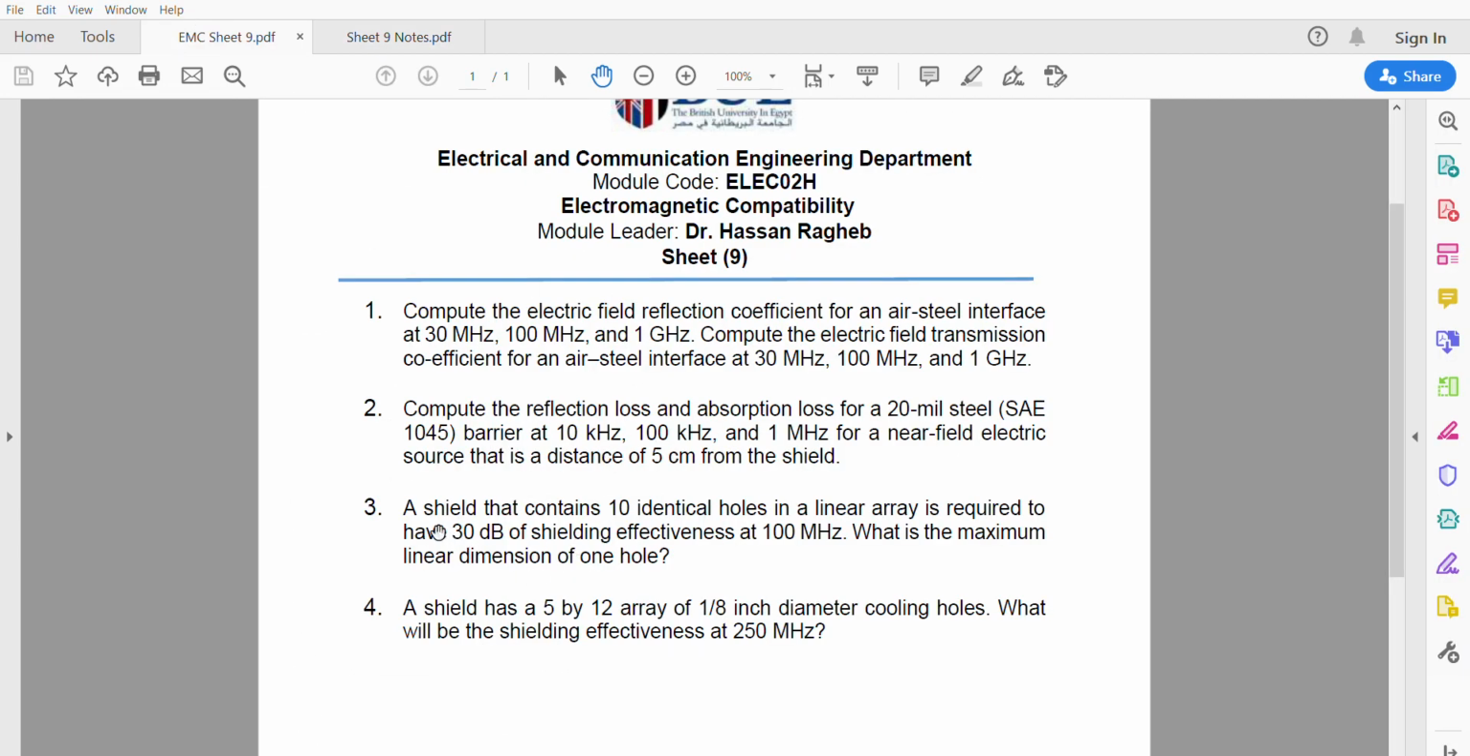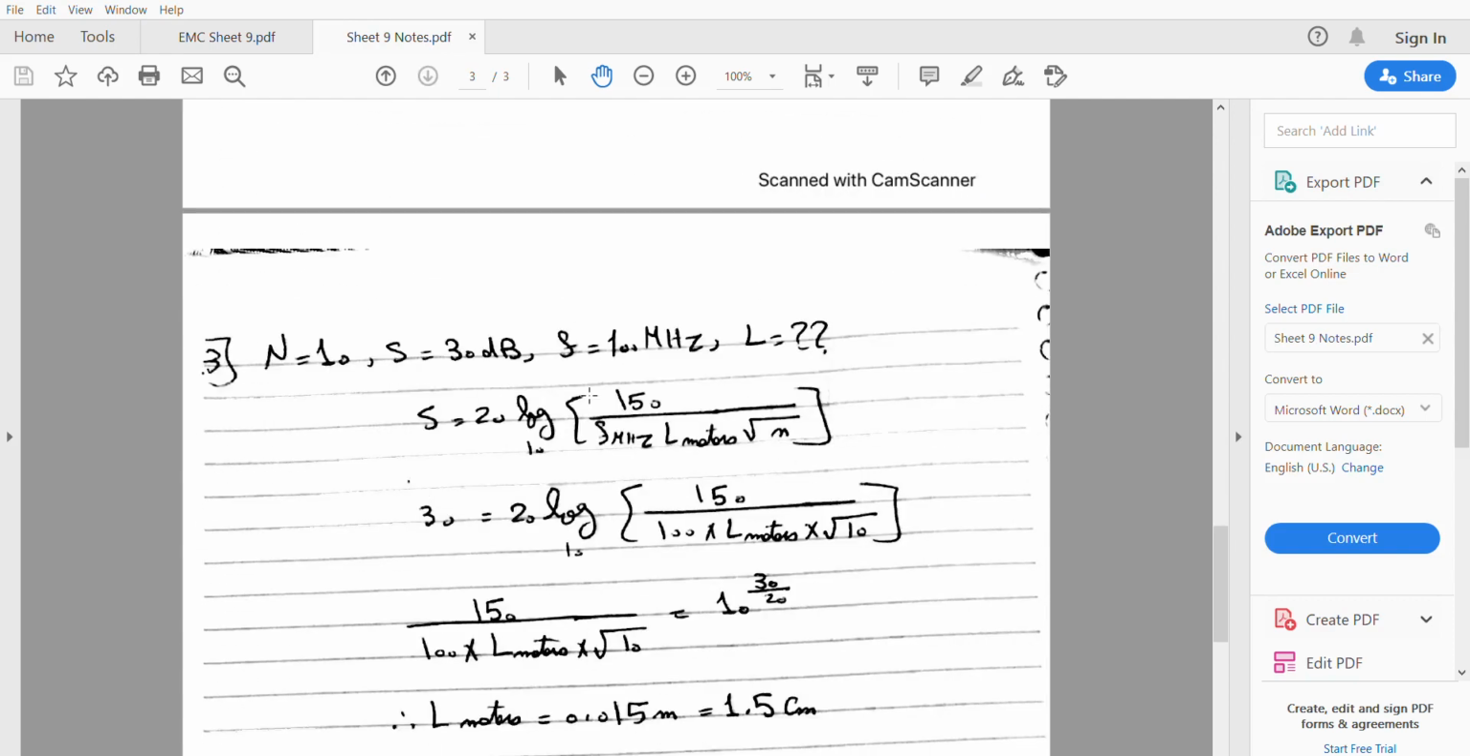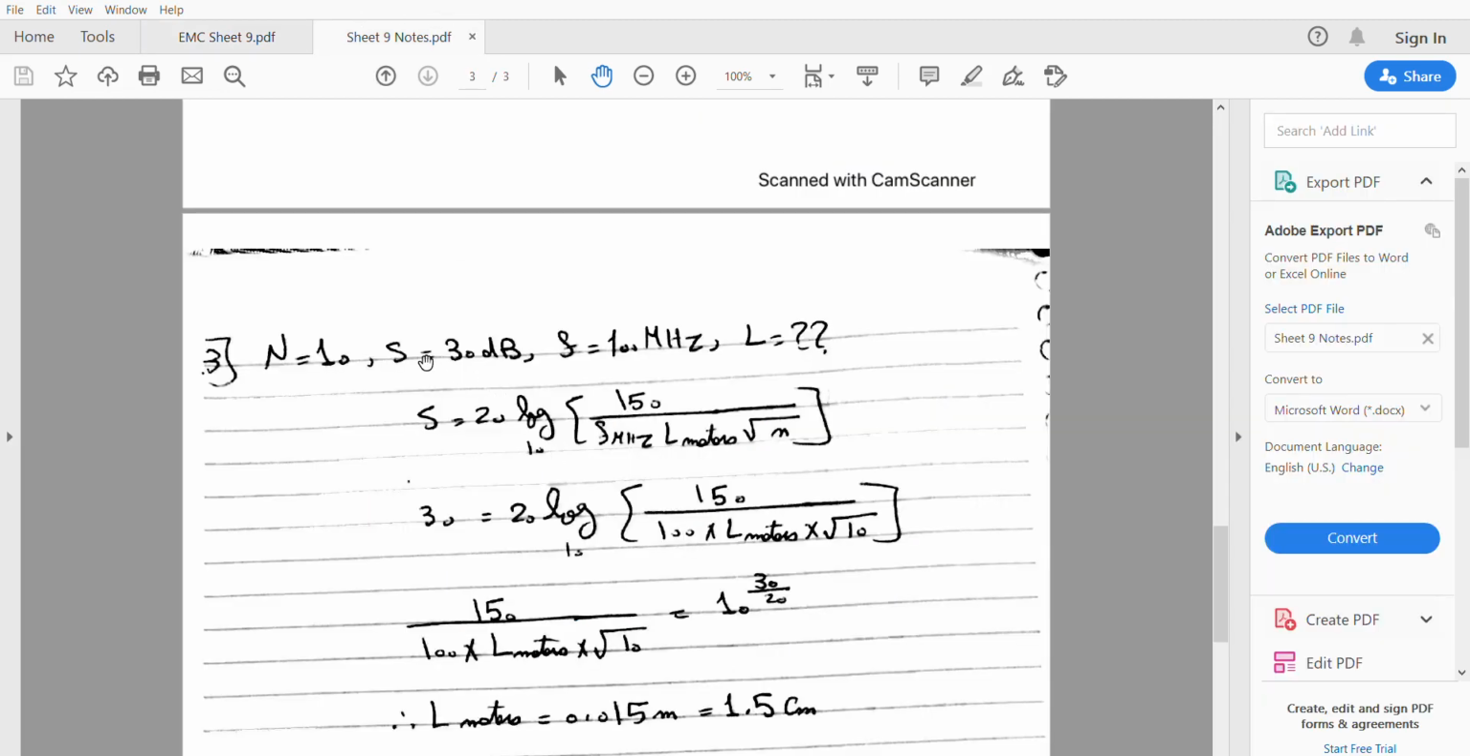Third question: a shield that contains 10 identical holes in a linear array is required to have 30 dB of shielding effectiveness at 100 MHz. What is the maximum linear dimension of one hole? So we need to get the value of L, and given the number of holes in the array is equal to 10, and the shield effectiveness is given as 30 dB, and the frequency is equal to 100 MHz. So what is the length?